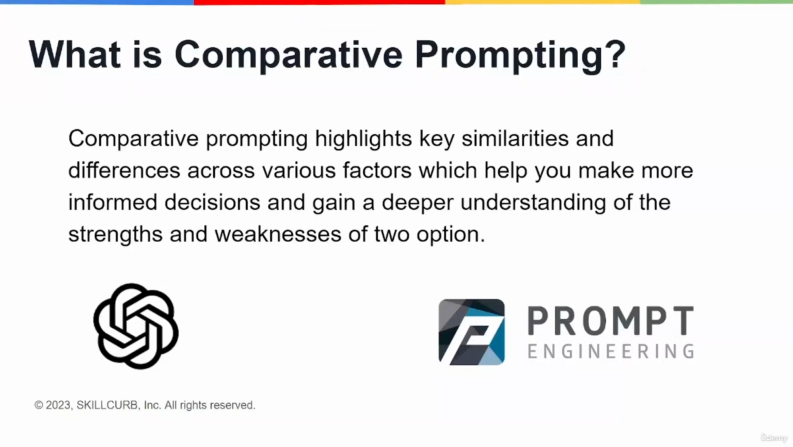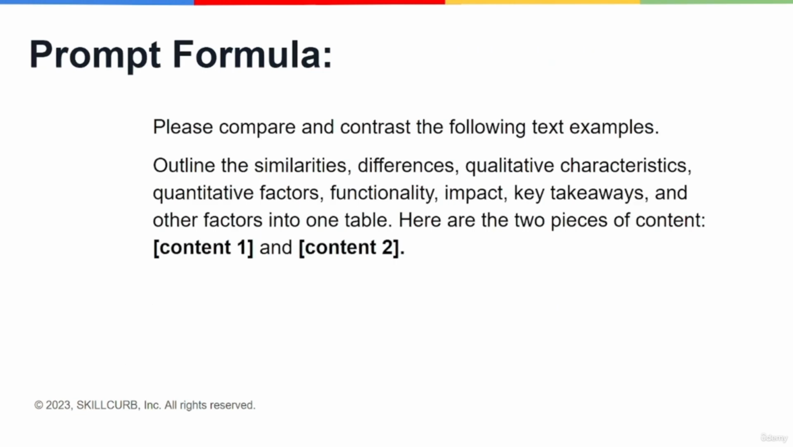It basically compares two things and tells us which one is good and which one is bad. All right, and like every other type, this one also has a prompt formula. You will say, please compare and contrast the following test examples. Outline the similarities and differences, qualitative characteristics, quantitative factors, functionality, impact, key takeaways, and other factors into one table. And here are the two pieces of content. You'll paste one content on one side and the other content on the other side.